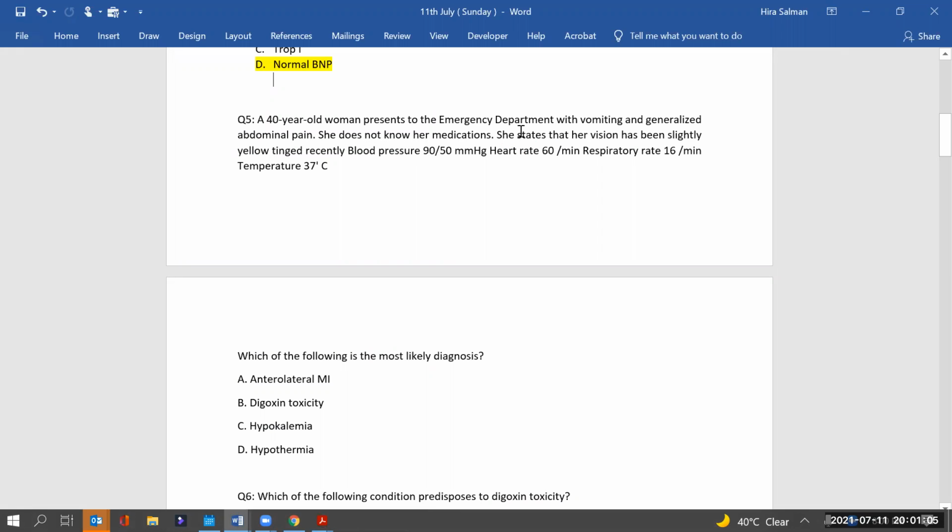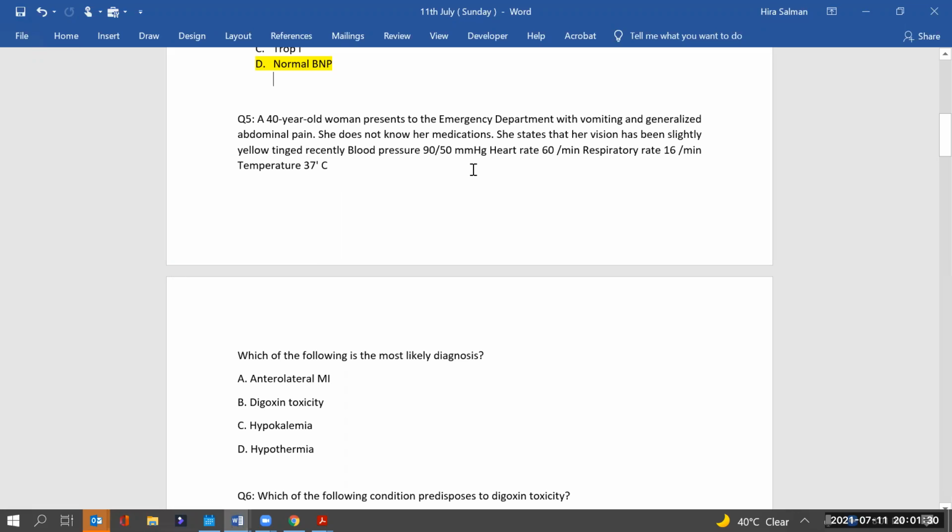Here's the problem. She is taking medication, but which medication she doesn't know. She states that her vision has been slightly yellow tinged recently. Blood pressure is 90/50, heart rate is 60, respiratory rate 16, temperature is 37. Which of the following is the most likely diagnosis? What are you going to suspect in this patient?